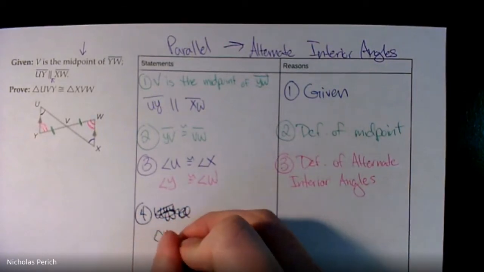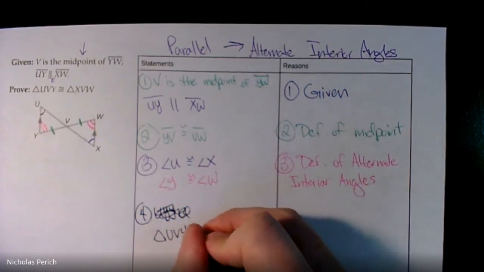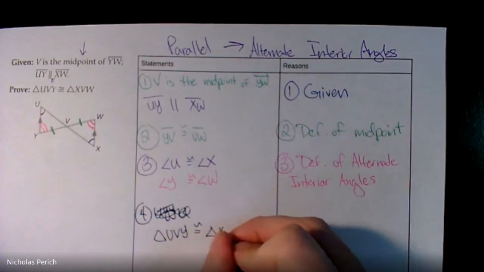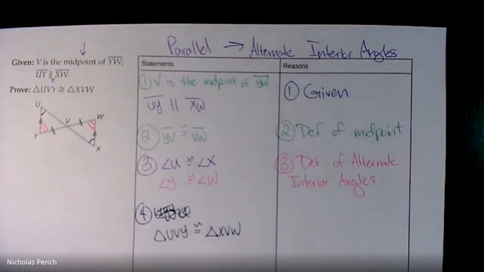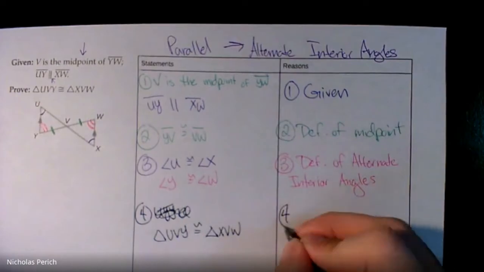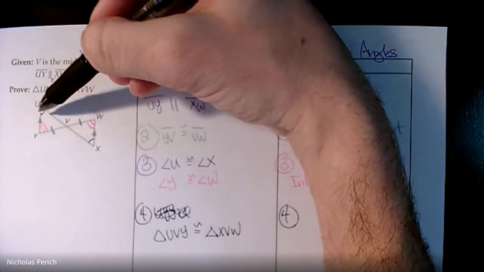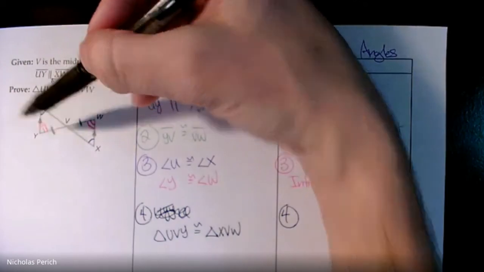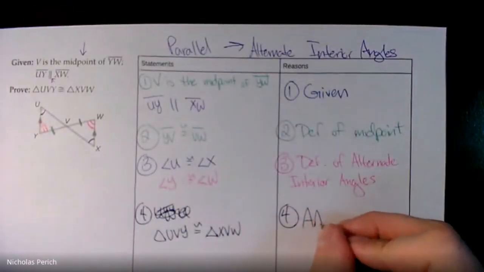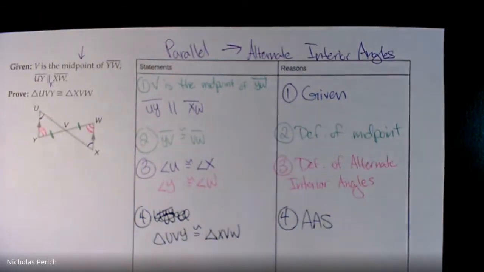Why? Because right now I can say that triangle UVY is congruent to triangle XVW, because there is such a thing as angle, angle, side. There is an AAS. And I'm done.